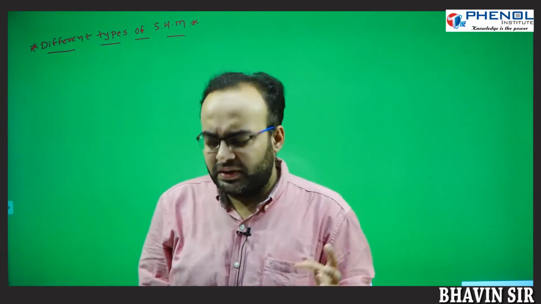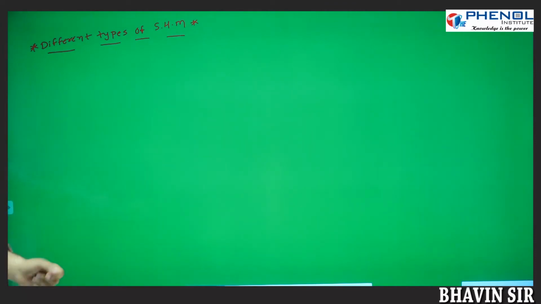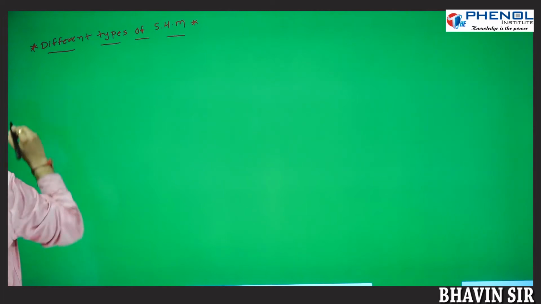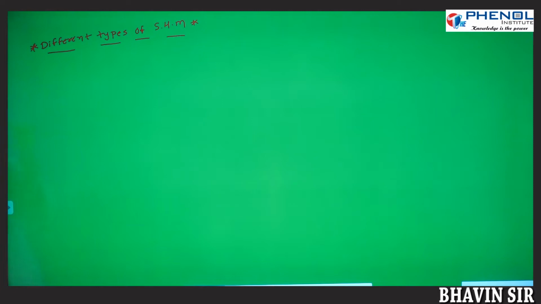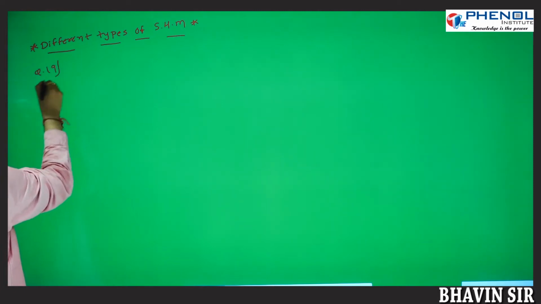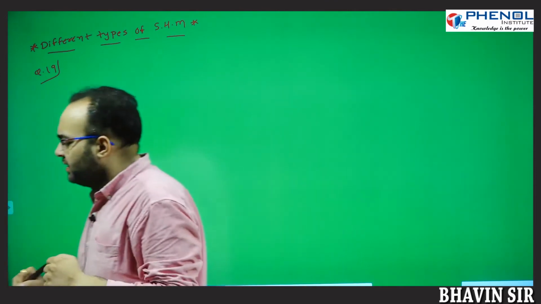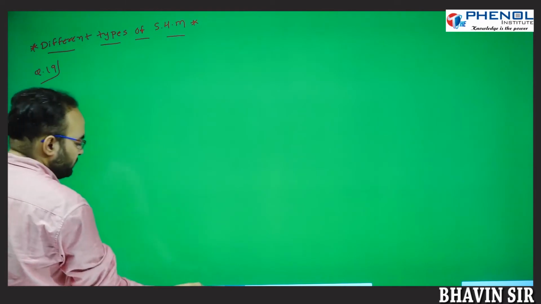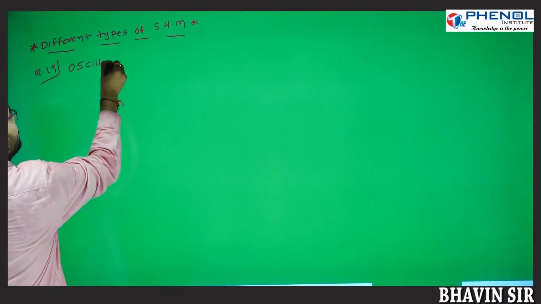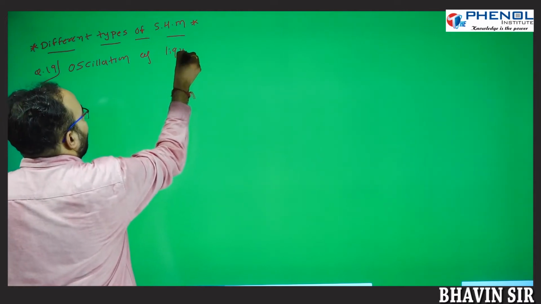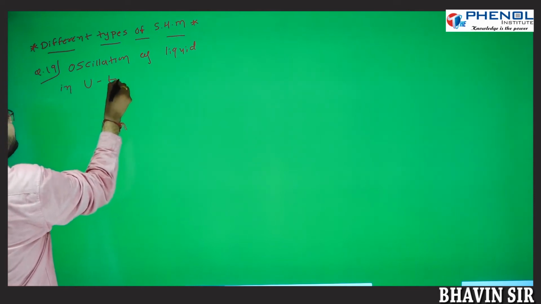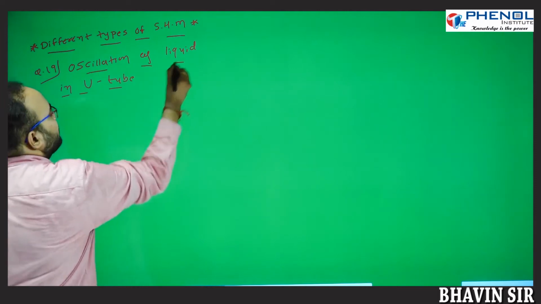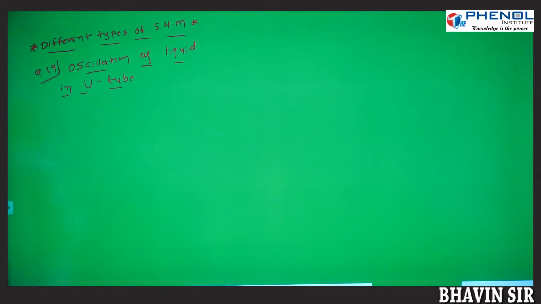See students, first we discuss question number 19 from our textbook, and it is the first case: oscillation of liquid in U-tube.